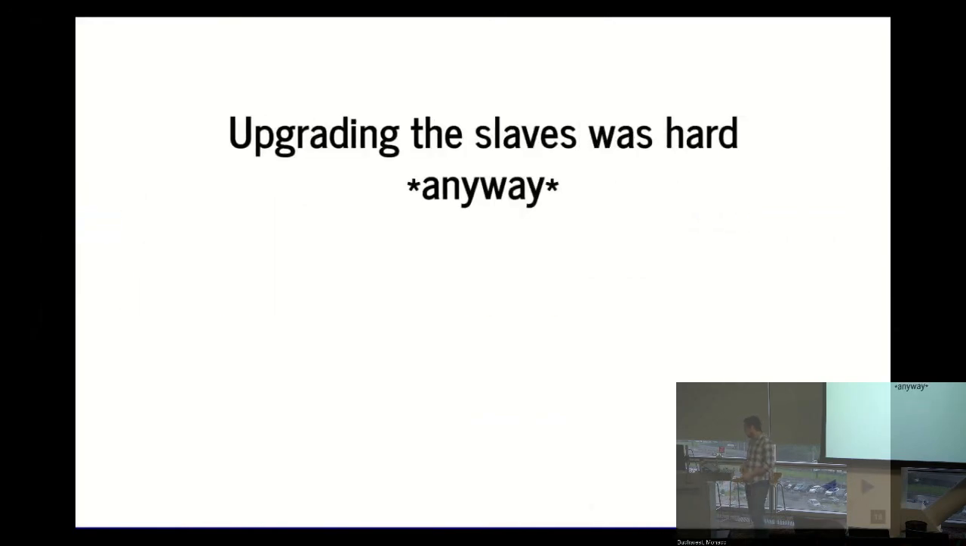So we started investigating what we could do better. And at that point, we realized that we had another problem that we were kind of sidestepping or always brushing under the rug. The fact that upgrading the slaves was hard anyway. You wouldn't have to SSH on 10 individual machines. You didn't have to crawl under a desk to update the Firefox version on the machines.